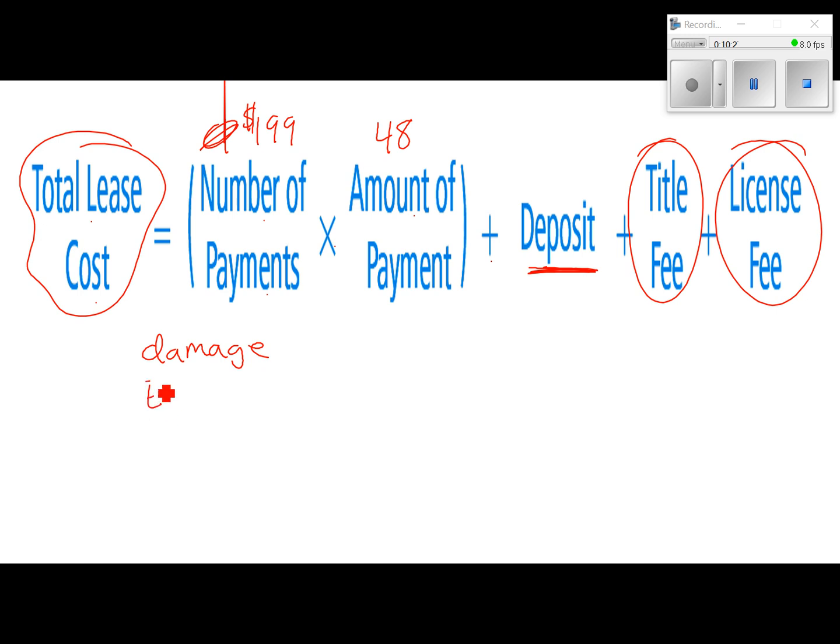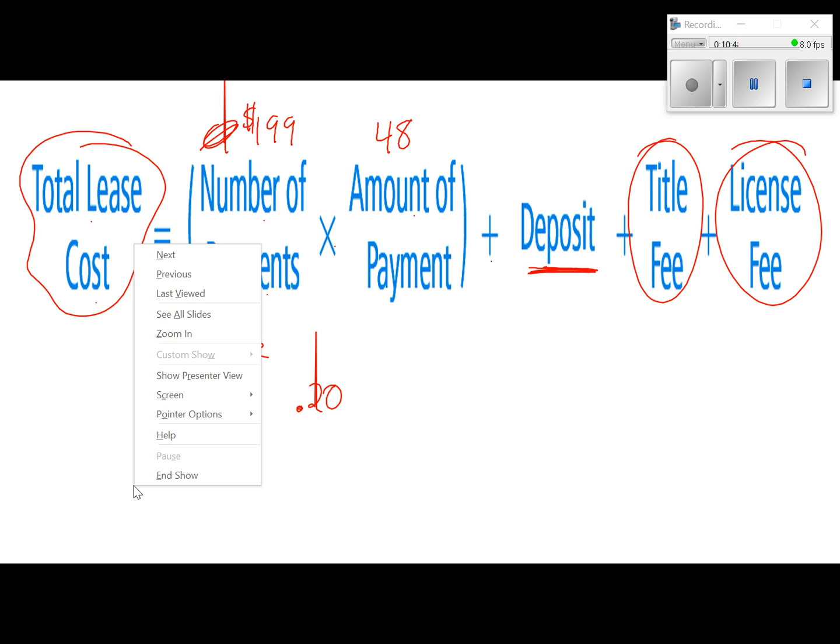And then for the extra miles, in the lease contract, they'll say a certain set amount of miles. If you drive it more than that, then they're going to charge you something, like 20 cents per mile or whatever. And that's got to be added into the total lease cost also.